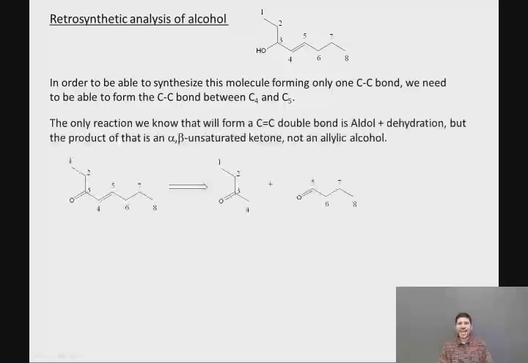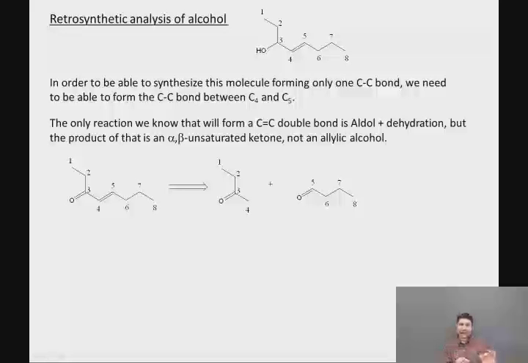So the only reaction that we know about that will form a carbon-carbon double bond is aldol plus dehydration. However, the product of an aldol plus dehydration reaction is an alpha-beta unsaturated ketone, not an allylic alcohol. So depicted here, if hypothetically, instead of having an alcohol at C3, we had a ketone at C3. This is purely hypothetical at the moment.